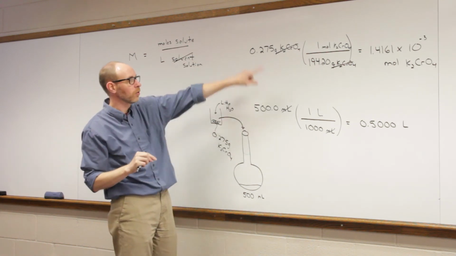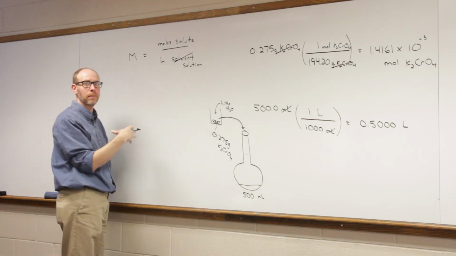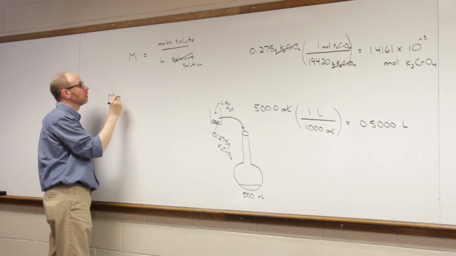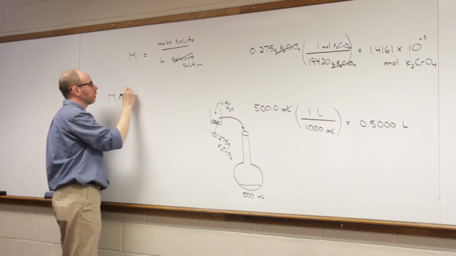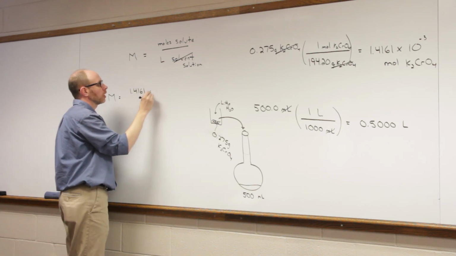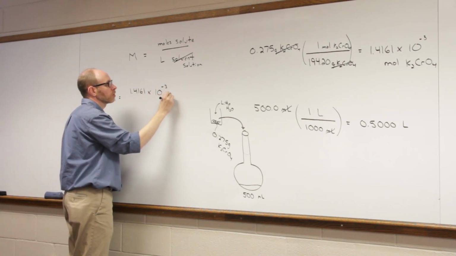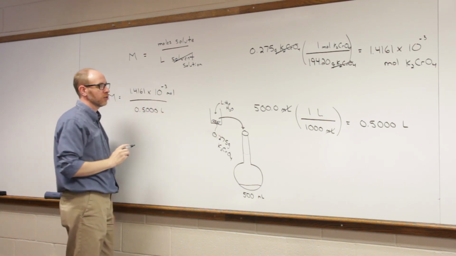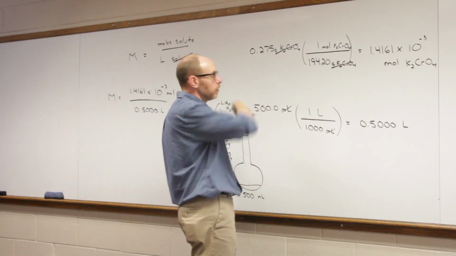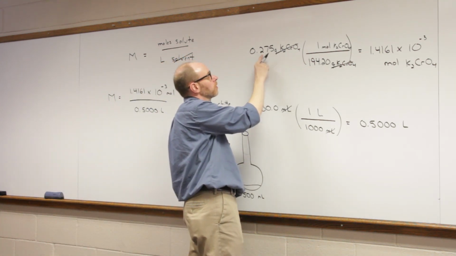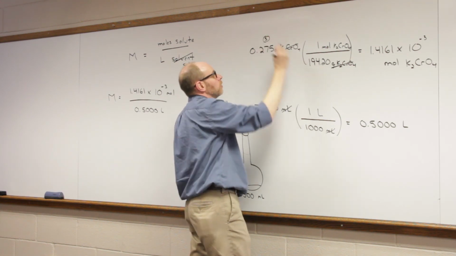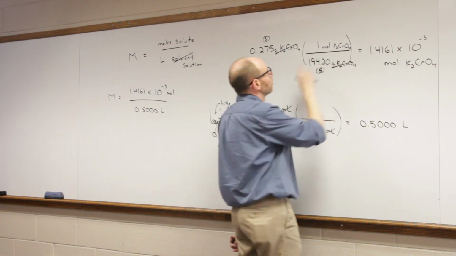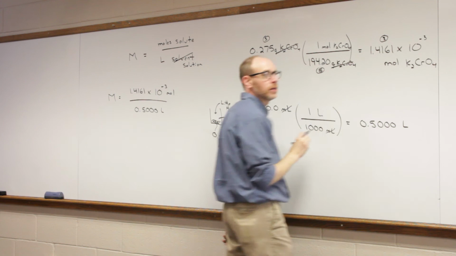Okay? So now we have our two terms. We can get back to the problem that we were dealing with, and I'm going to move it over here a little bit. Got moles of solute, 1.4161 times 10 to the minus 3 moles. And we've got the 0.5000 liters. Think about significant figures. 0.275 grams has 3 significant figures. This has 5. As we take it from the periodic table, remember 2 decimal places. So we end up with a number that should have 3 significant figures.